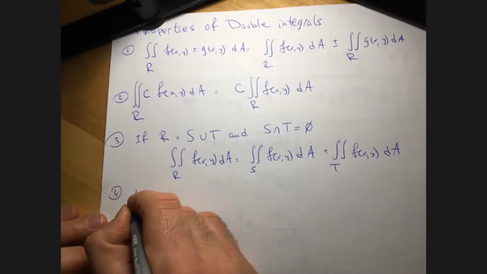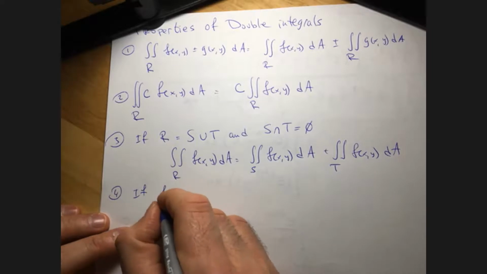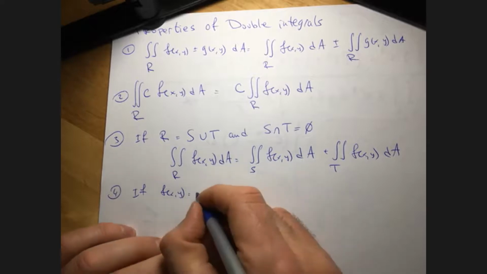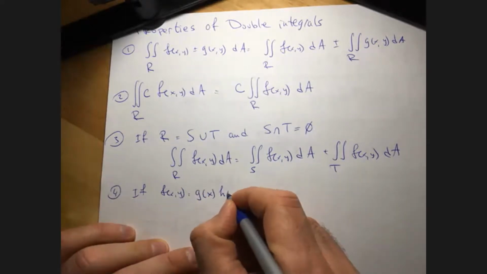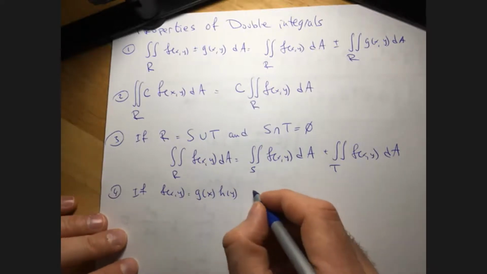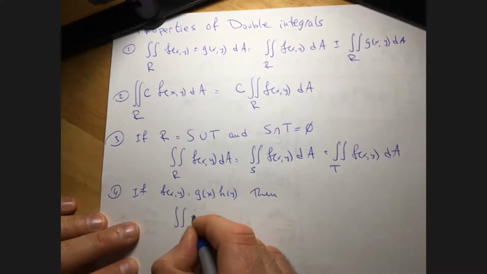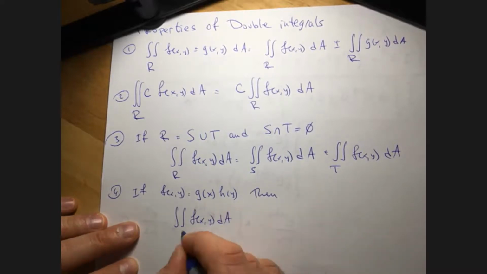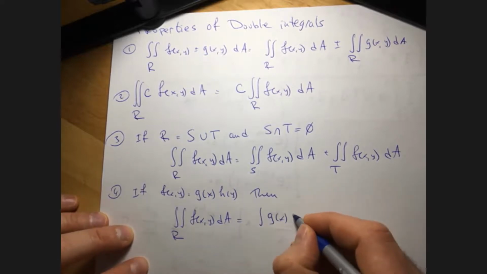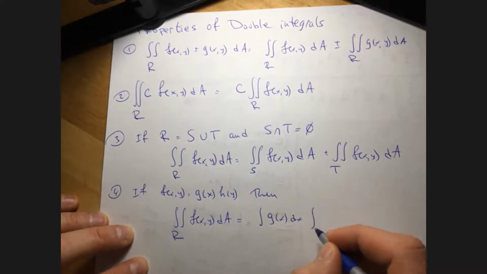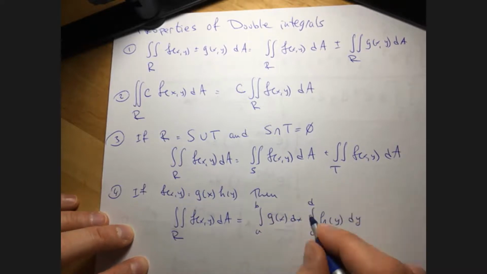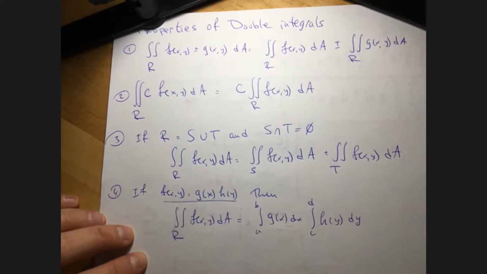and if f of xy can be expressed as a product of two functions solely defined in x and in y, right, if that's possible, okay, then the double integral of the function f of xy dA over the region R can be written as a product of g of x dx and h of y dy from a, b, and c, d, okay? But be careful, this rarely happens, okay?